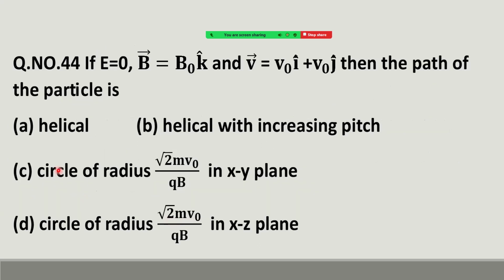See the first question: the electric field is not present, only the magnetic field. Direction is along the positive z-axis, and this is the velocity. Then the path of the particle is... Let us see how to start.